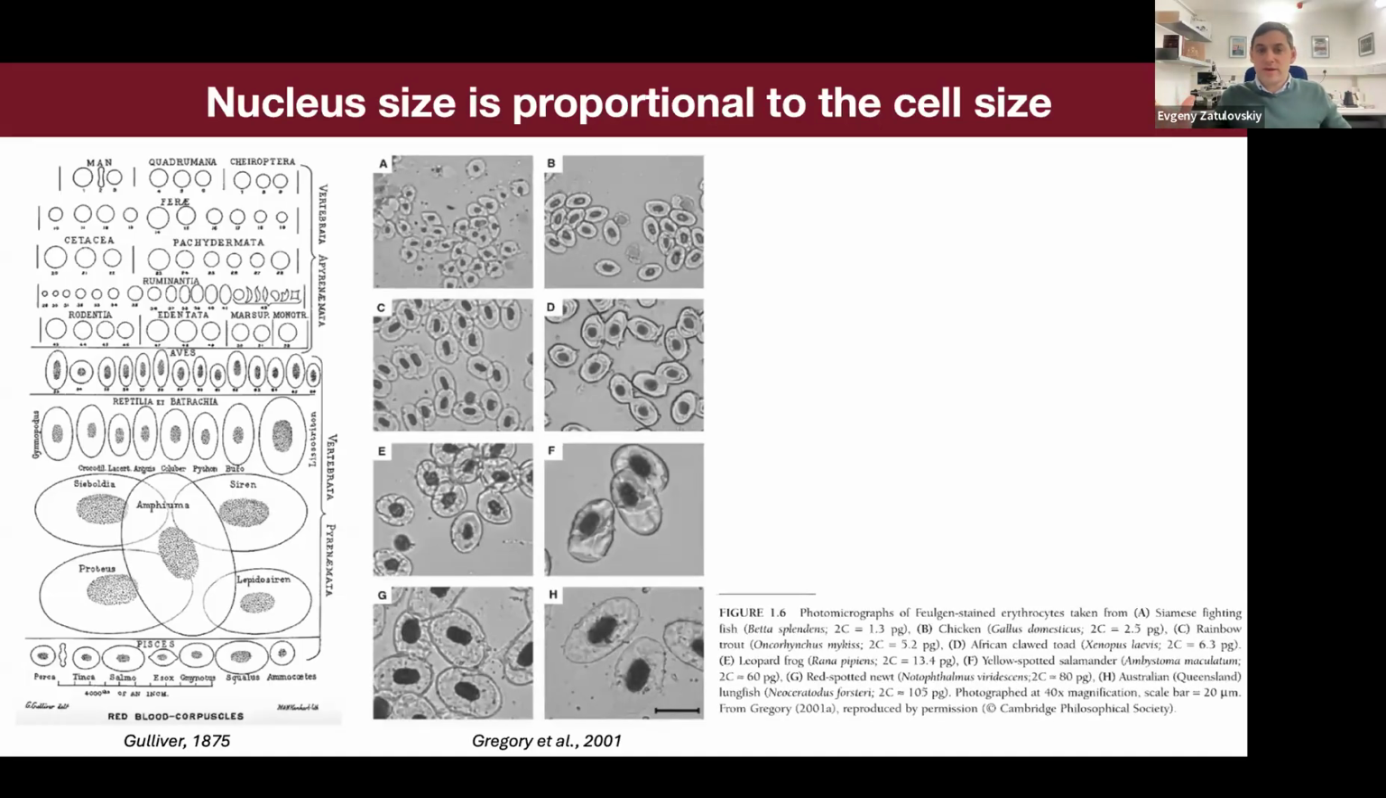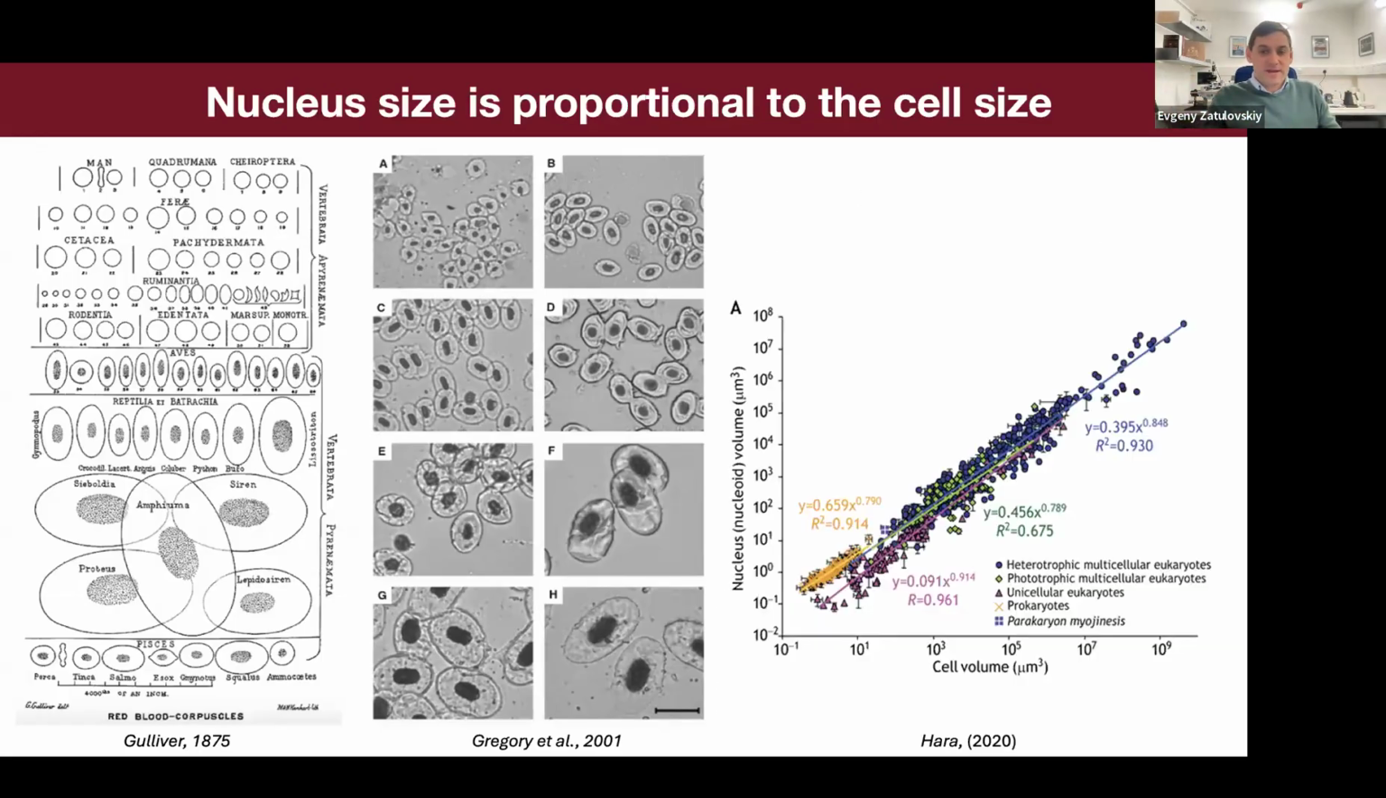And later on, there was another work looking at different fish species, and again, they observed that nuclear size scaled in proportion with cell size. And this was so striking that this phenomenon got its name, karyoplasmic ratio, which is a ratio between nuclear size and cytoplasm size in the cells. And in recent years, there have been more studies showing that nuclear size, or nucleoid in the case of prokaryotes, scales with cell volume very precisely, and it's a very ubiquitous phenomenon, which makes it interesting to study because it's some fundamental biology that needs to be understood.